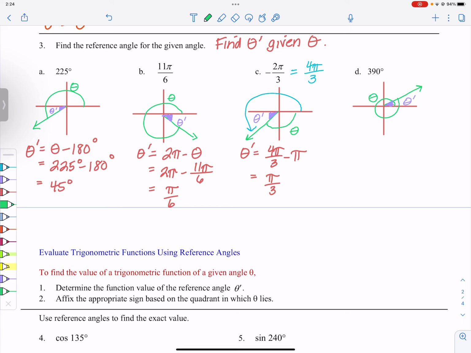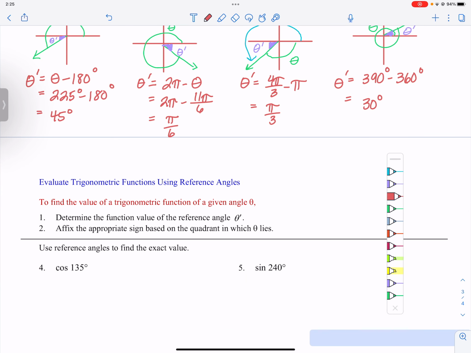Okay, so what will we do there? Yes, you guessed it. We will have our reference angle equal that 390 degrees minus 360. So the reference angle will be 30 degrees.